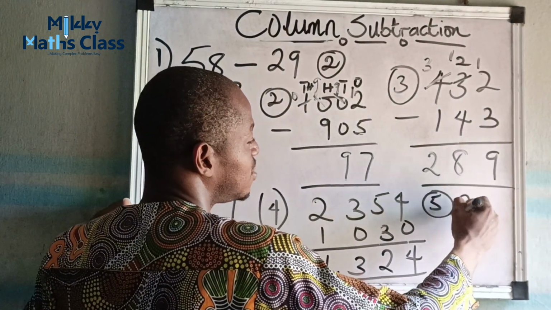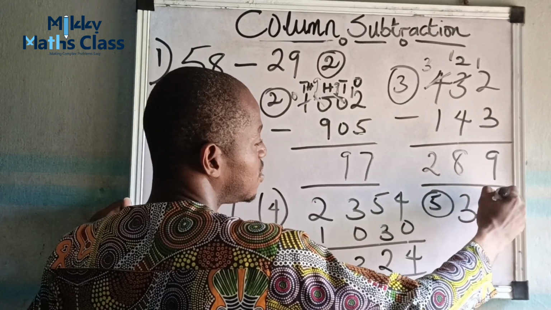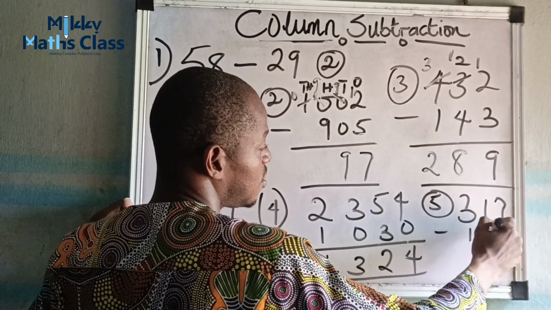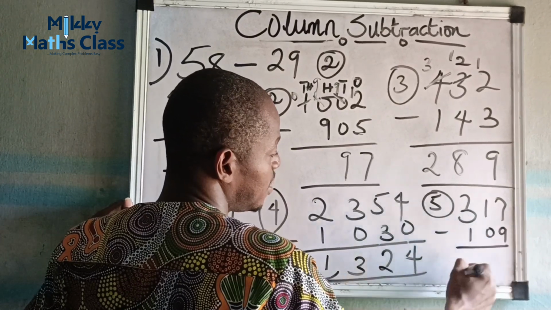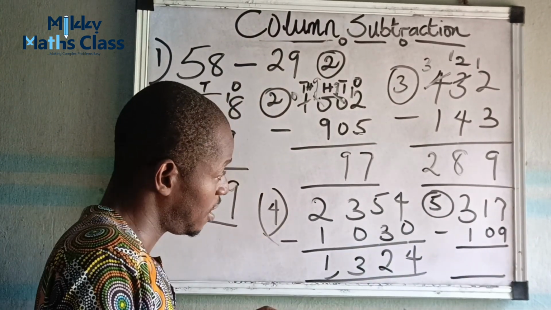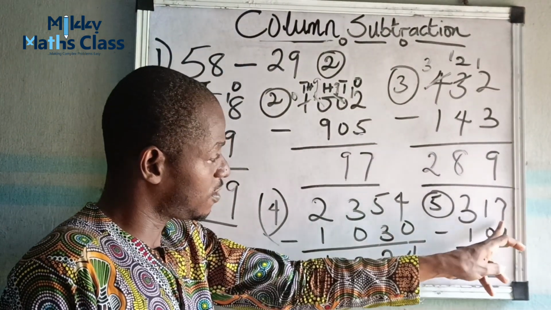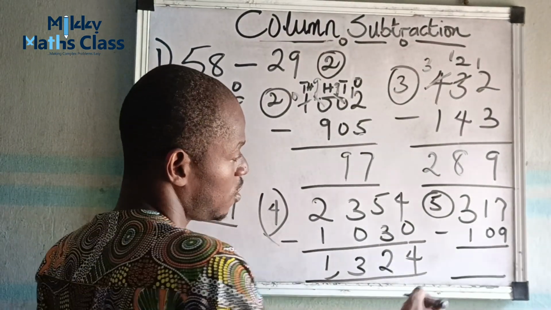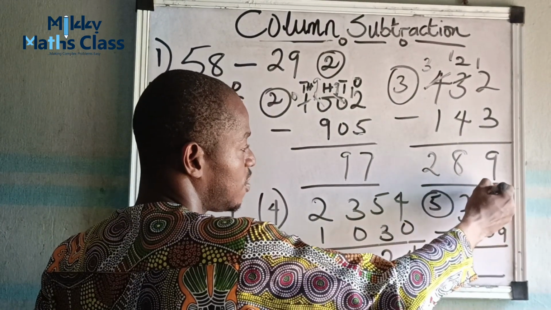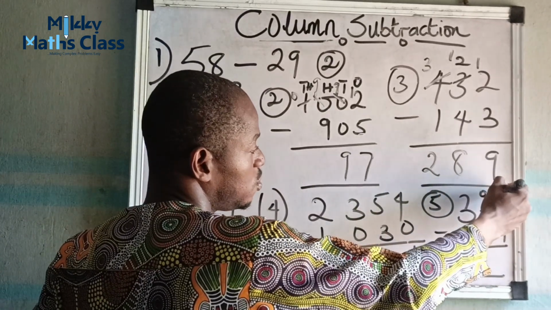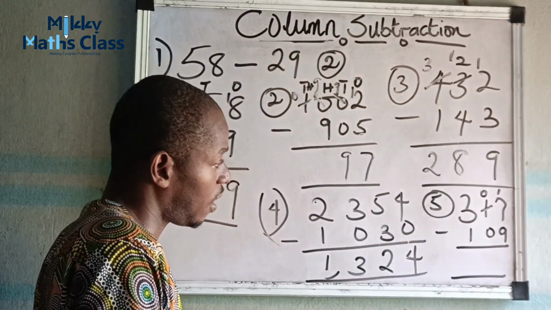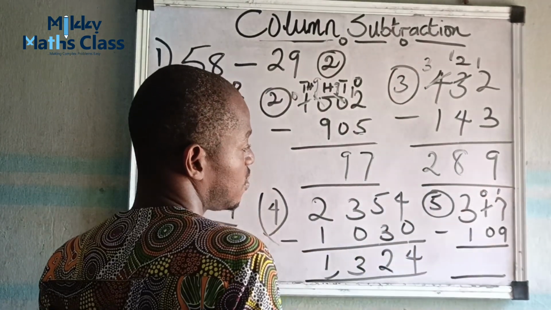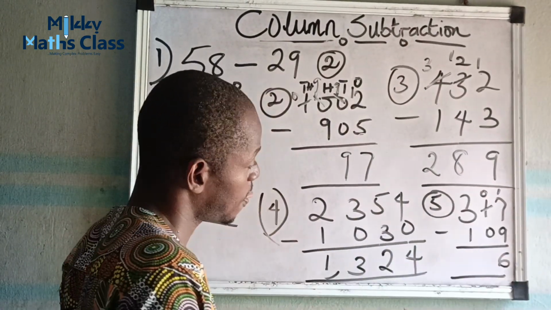Let's take one more example. Let's say 317 minus 109. This is the last one for today. So the same thing, 7 minus 9. It's not possible for me to take 9 from 7. So I borrow from here. This becomes 0. I add it to this place. Now, what I borrowed, this becomes 17. 17 minus 9, that's 6.